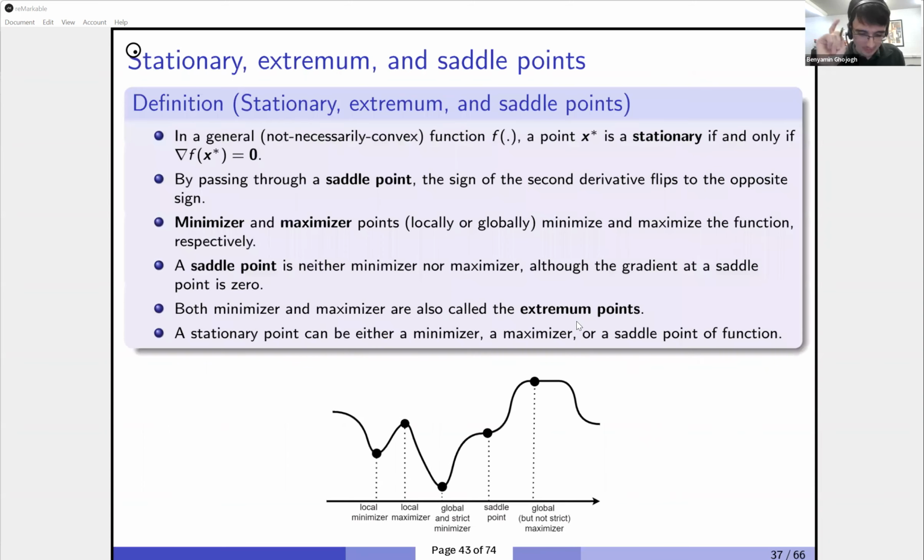Okay. Some important points in optimization. One of them is a stationary point. One of them is extremum, which has maximum and minimum in it, and saddle points. So consider a function f, a general function, not necessarily convex. It might be convex, might not be convex. A point x star is stationary if and only if its derivative is 0. So whenever at a point the derivative of the function is 0, that point is a stationary point.